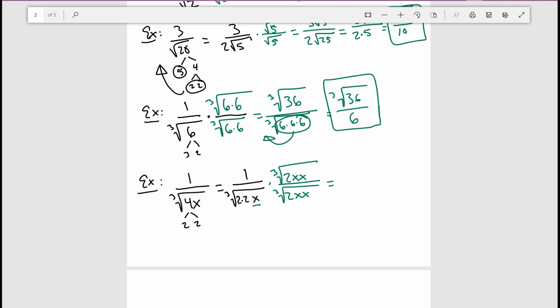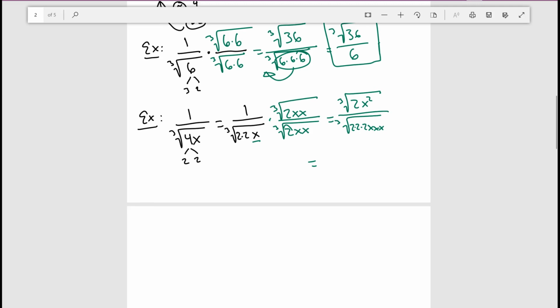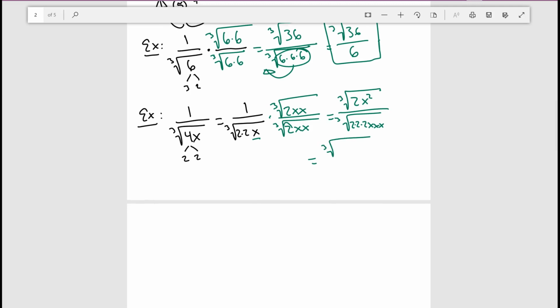So what I'm going to be left with on top is the cubed root of 2x squared. Now here, I'm going to have the cubed root of 2 2's, and then I add another 2, and then 3 x's. So what I'm going to be left with is the cubed root of 2x squared divided by, now this is going to go outside, so is this one. So I'm going to be left with one triplet of 2's and one triplet of x's. And that is my final answer.